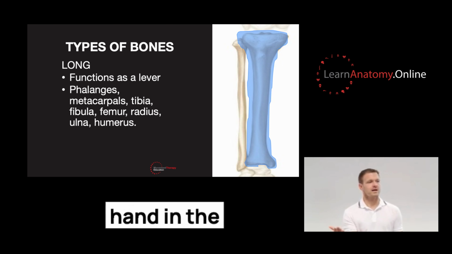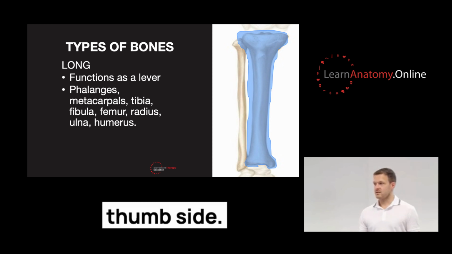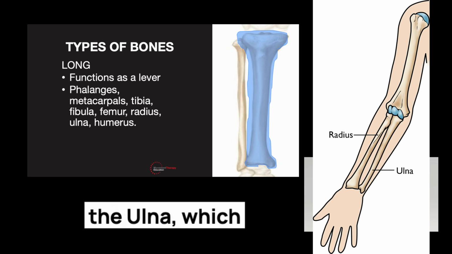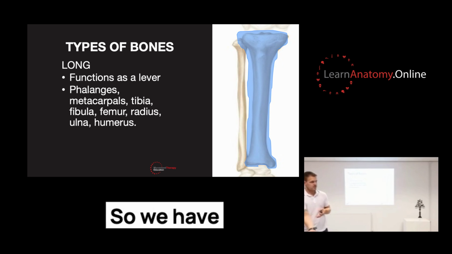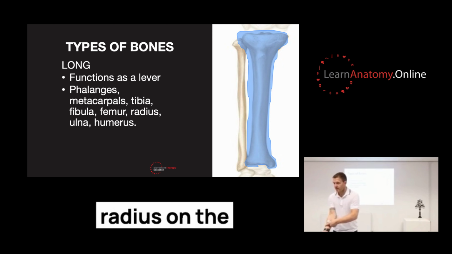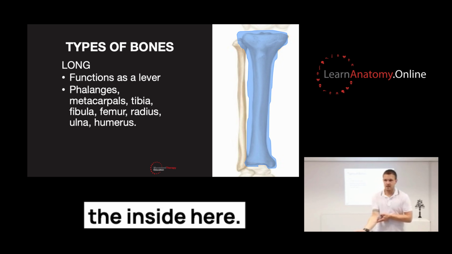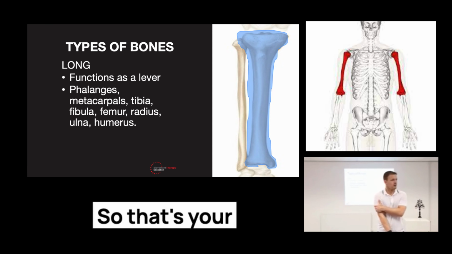But if you put your hand in the anatomical position, your radius is on the thumb side. It's that bone on the outside there. The other one in the forearm is the ulna, which is on the inside, so that's on the medial aspect. So we have radius on the outside here, and then ulna on the inside here. Humerus. Good, yeah, so that's your upper arm there.